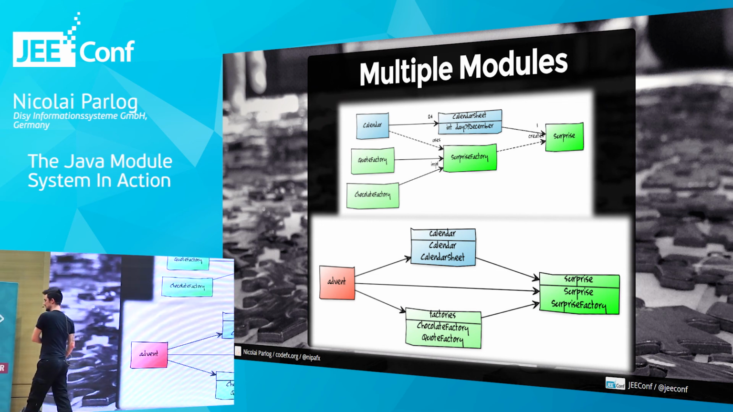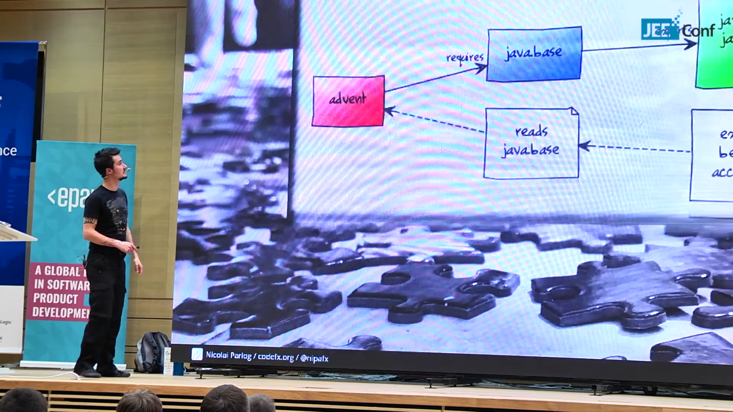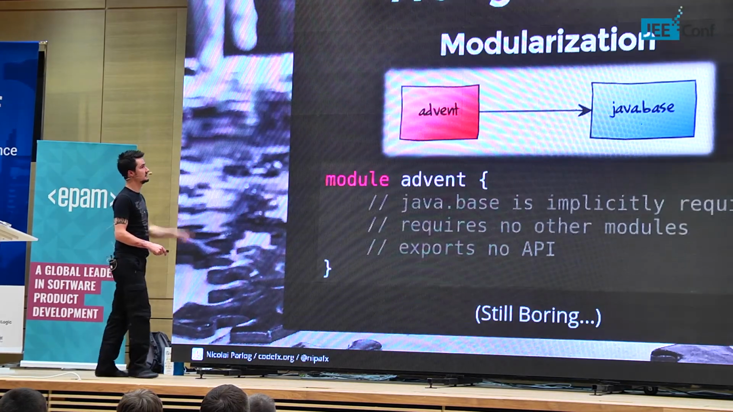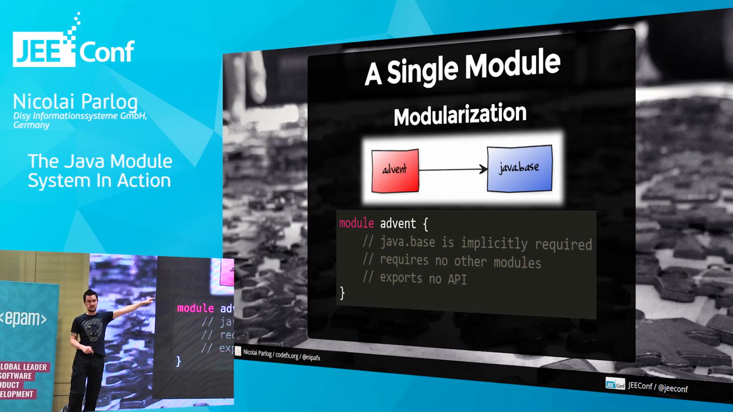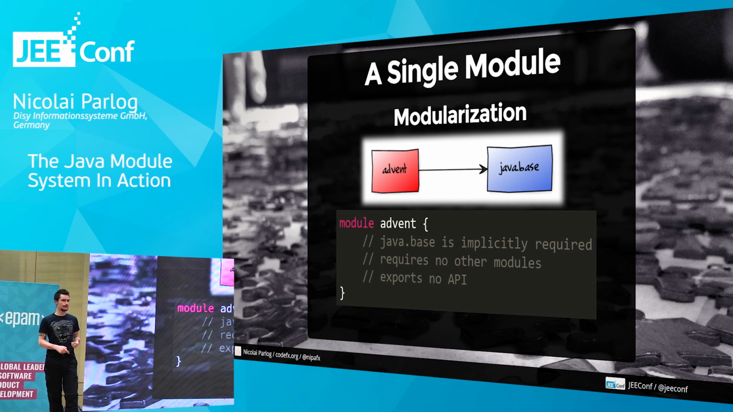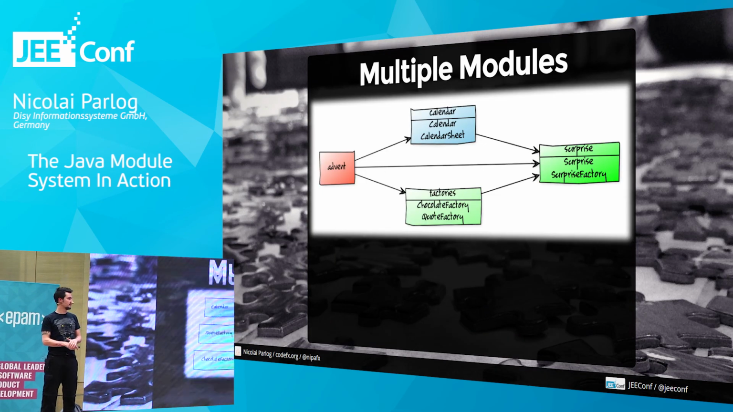And this is a module graph, by the way. This was also a module graph. You will hear that term as well. The module graph is the graph that the JVM builds from the information we provide.